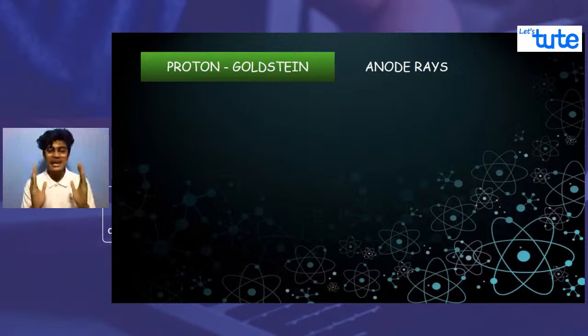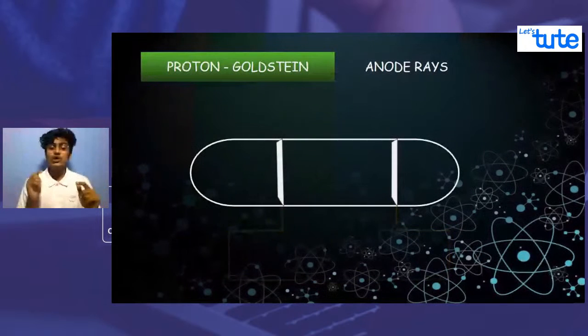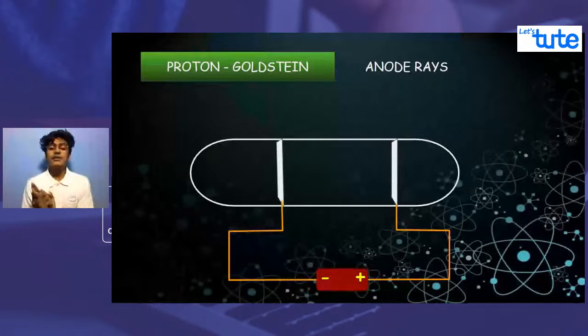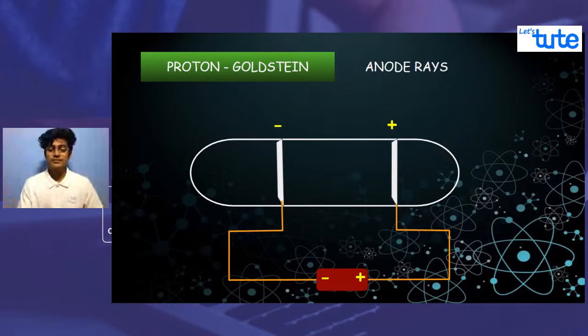There were two metal sheets inside it. One was the cathode and one was the anode. How do we distinguish which is anode and which is cathode? It's very simple. Just connect them through a wire and make sure you have a high voltage battery. The metal sheet connected to the negative terminal is called the cathode, and the sheet connected to the positive terminal is called the anode. So this is negative and this is positive.